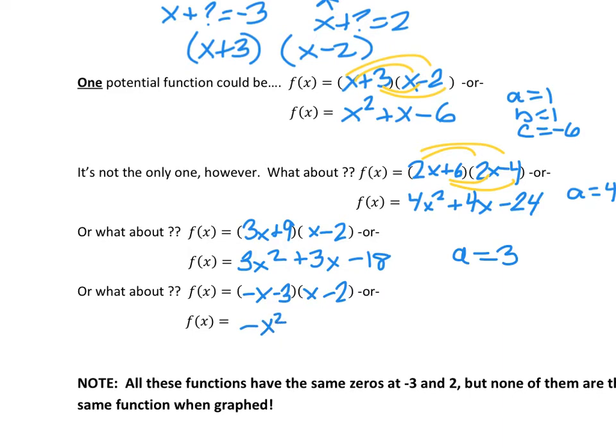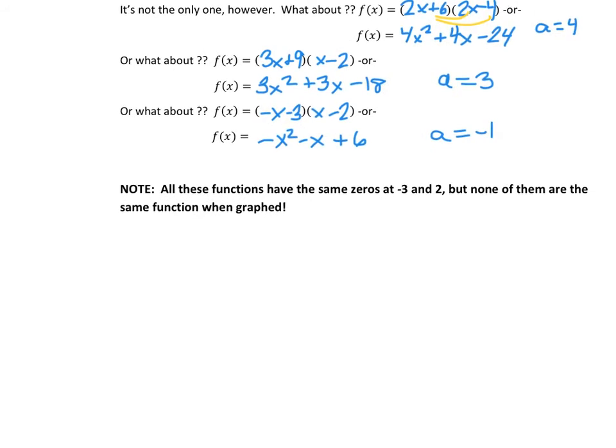I have a positive 2x, and a negative 3x would result in a negative x. And a negative 3 times a negative 2 is a positive 6. So you can see here that this resulting function is the original multiplied by a negative 1. So this would be a downward facing parabola, a equals negative 1, but it has the exact same zeros.